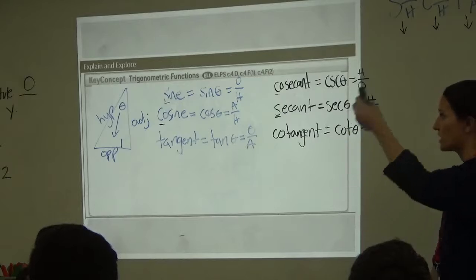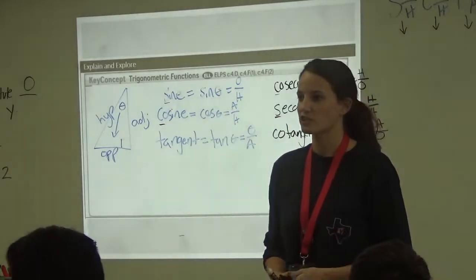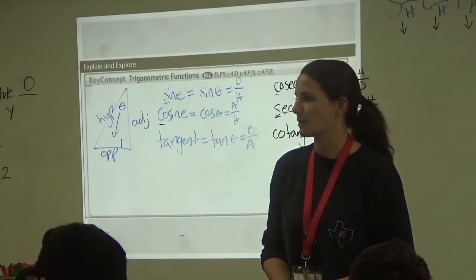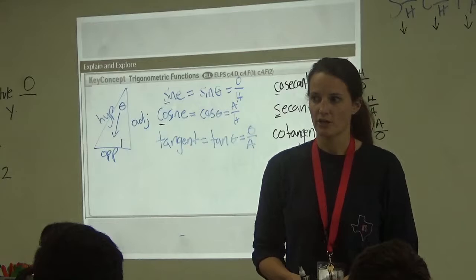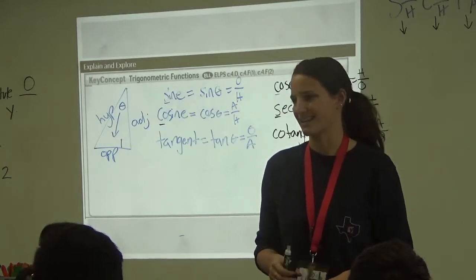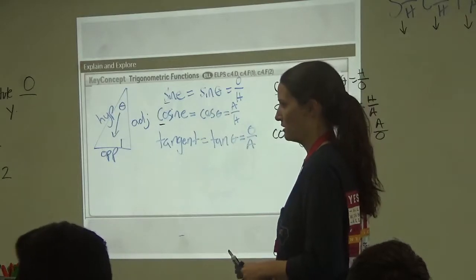Sine, cosecant, cosine, secant, tangent, cotangent. I think tangent and cotangent, people usually don't have any problem seeing that they go together. It's the other ones you got to remember. Sine is with cosecant. Cosine is with secant. Okay?